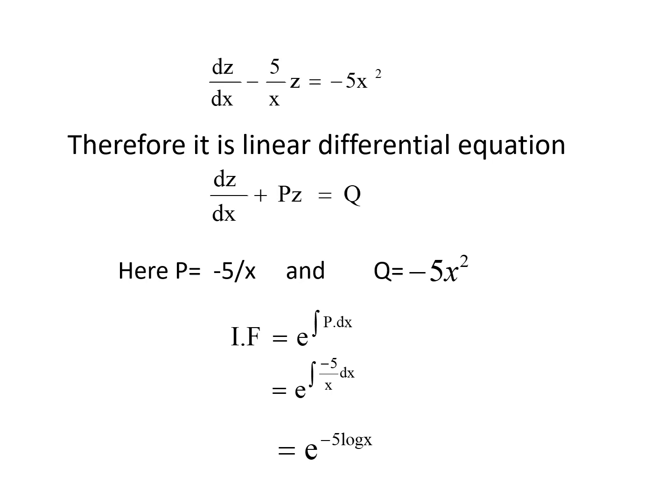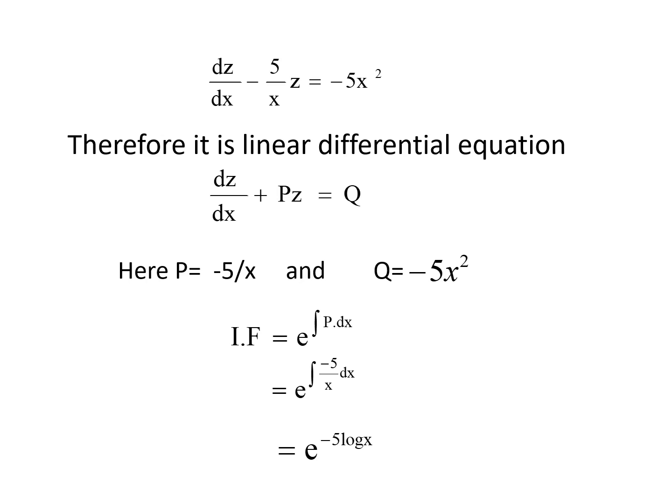In the previous slide, after multiplying minus 5 on both the sides, we got dz by dx minus 5 by x into z is equal to minus 5 into x square. This equation looks like a linear differential equation.